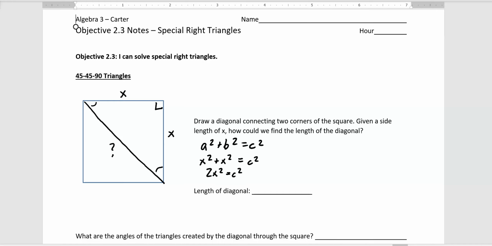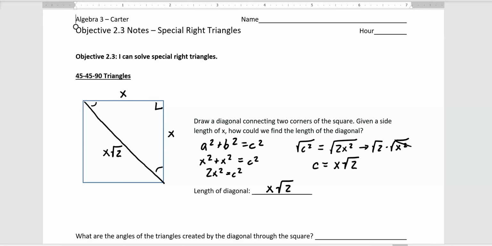To figure out what c is, to figure out what that diagonal is, I just take the square root of both sides. So I'd have the square root of c squared equals the square root of 2x squared, which would be the same thing as the square root of 2 times the square root of x squared. The square root and the square will cancel each other out, so we are left with just c equaling x times the square root of 2. So that length of the diagonal would be x times the square root of 2. Whatever our two congruent sides are, our hypotenuse would be the square root of 2 times that length.